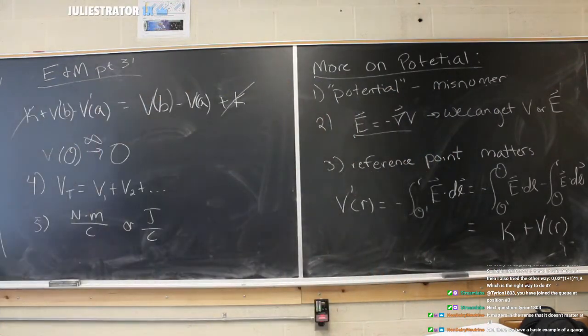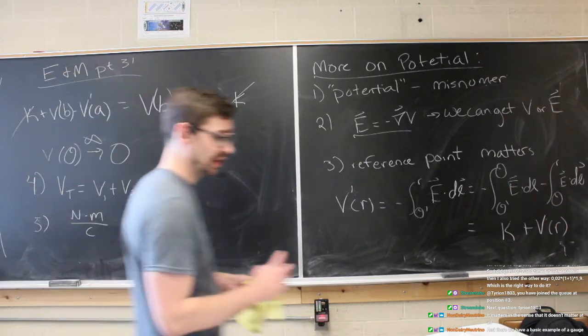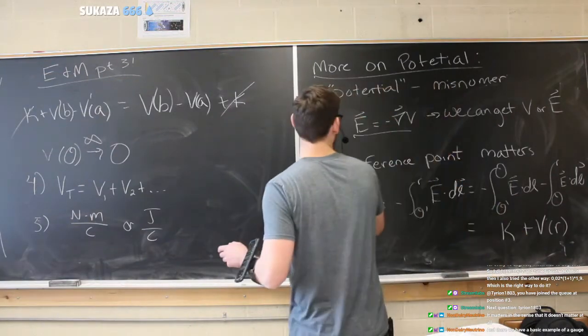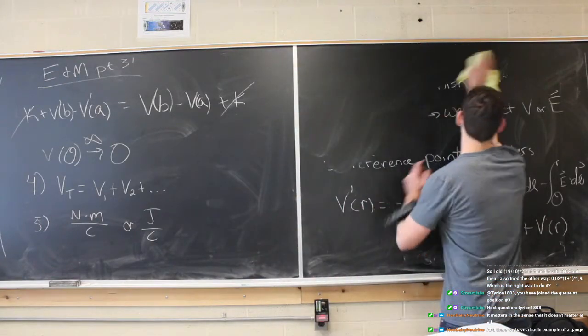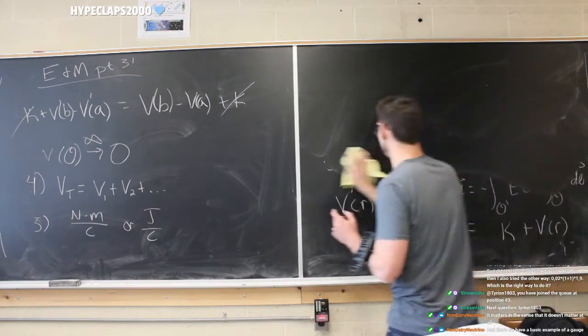So now let's get down to some examples. Let's do some nitty gritty. I told you that we would use this, so let's do that. And that is the idea that if we have the electric field, we can find the potential.